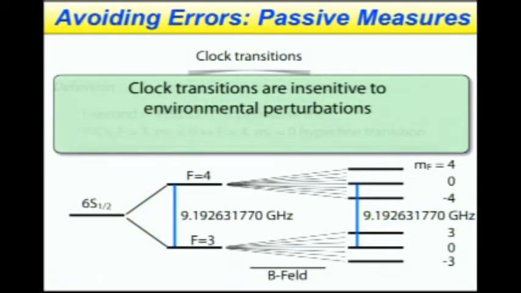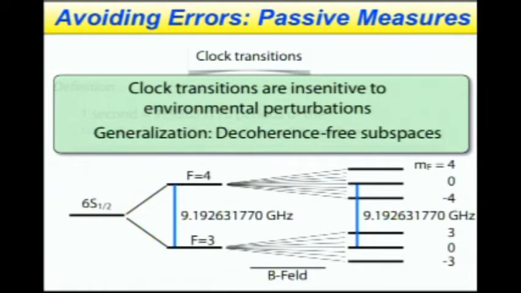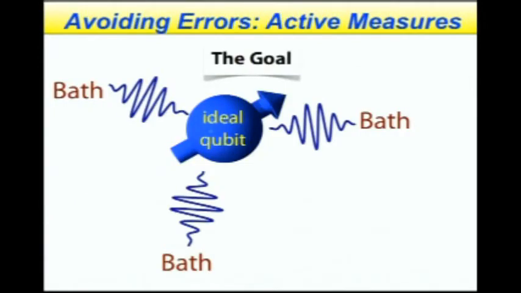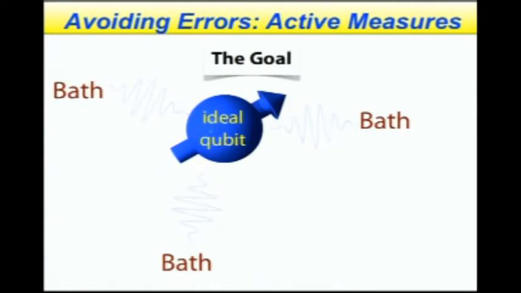Now, a clock transition consists of two levels, so it's exactly enough to store one quantum bit. And of course, for a quantum register, you want to have more than one quantum bit, and so there is a generalization of that concept, so-called decoherence-free subspaces, which allow you to store more than one quantum bit. So that's for the passive protection scheme. Now let's come to the active measure. The goal is to get back your ideal qubit and avoid the effect of the interference from the environment.